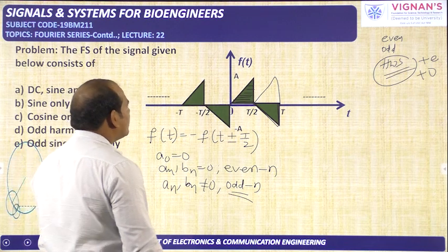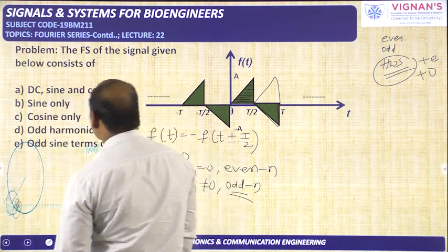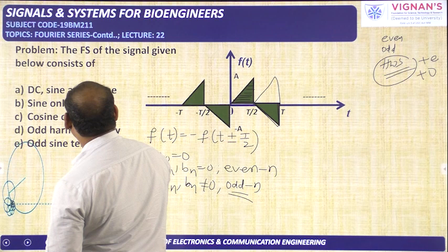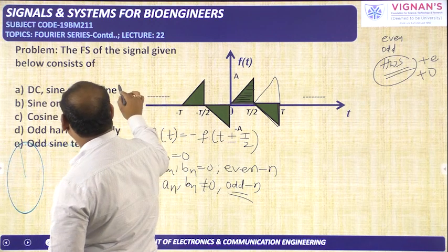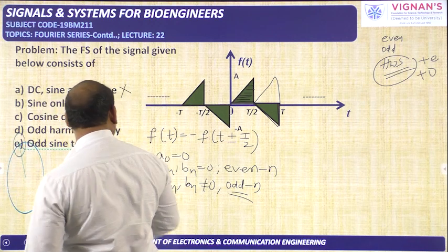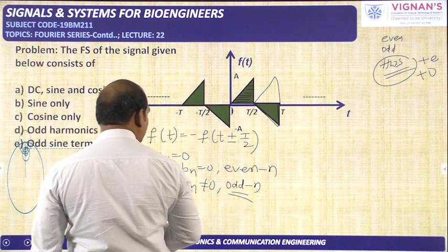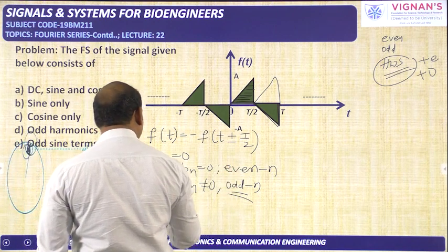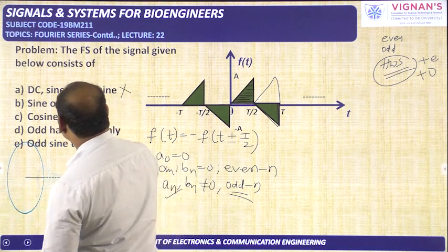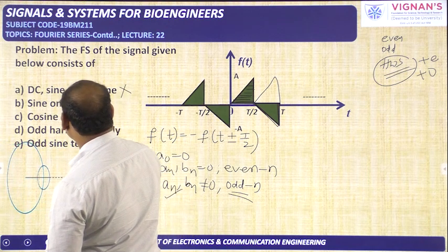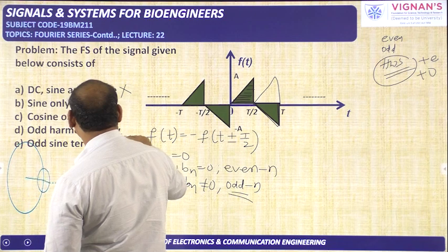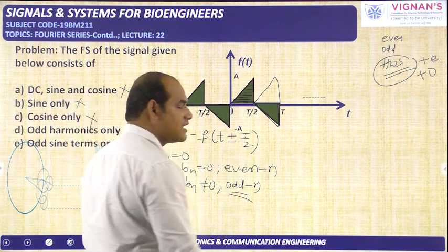Then you see the options. Is it containing DC? No. First option is wrong. Is it containing sine terms only? No, it is containing cosine terms also, because An is existing. That means cosine terms are also existing. So second option is wrong. Third option is wrong. Odd harmonics only, this is the correct option. So option D is the correct one.